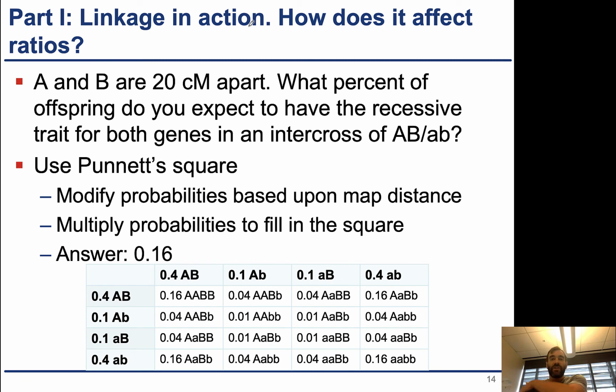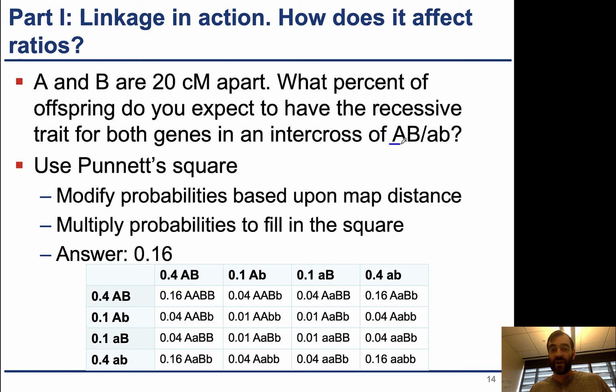All right, so linkage in action. How does it affect ratios? So now we'll have a problem where we say A and B are 20 centimorgans apart, so I'm giving you the map distance between 2 genes. And so now we're going to have a little bit more complicated cross, so we're going to have an intercross. And so what I want you to be able to answer, for example, is what percentage of offspring do you expect to have the recessive trait for both genes if you intercross the AB heterozygotes.